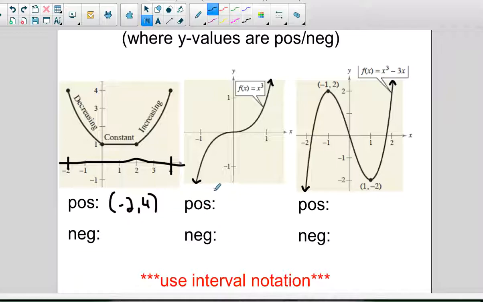This one's positive position. So where are the y values positive? Well, this is y is 0. And then all the way through here to here is where it's positive position. So we'd say it's positive from 0 to infinity. And then it's negative position, so below the x-axis, from negative infinity up until 0.